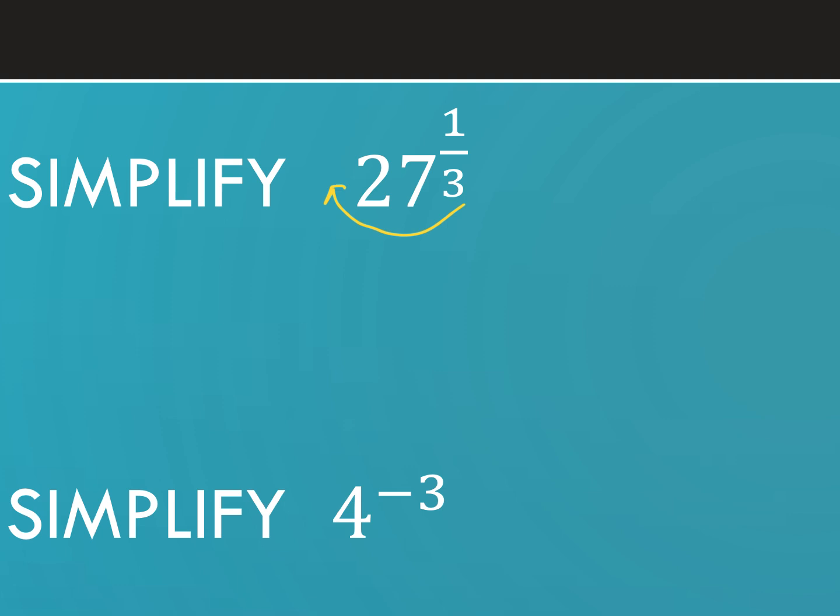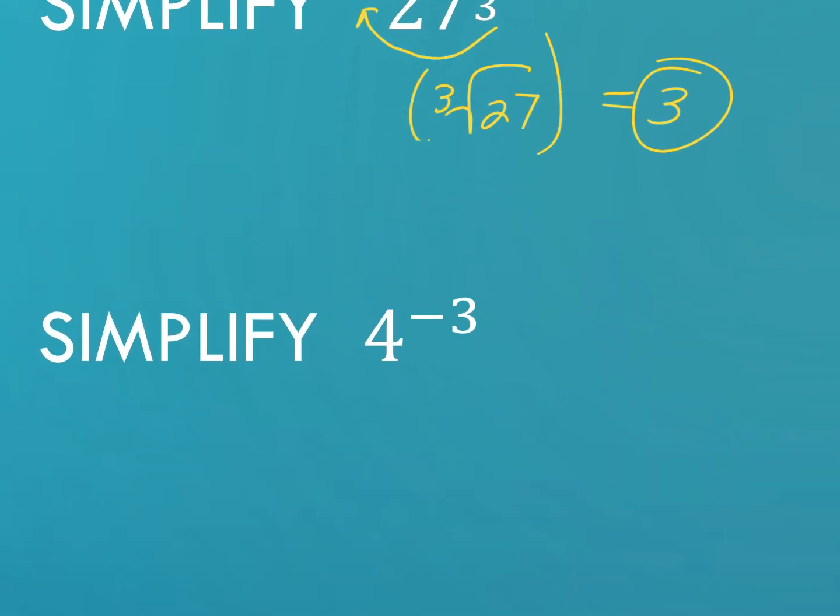27 to the 1/3 power is what? The cube root of 27. Now ask yourself, what does that mean? What number times itself 3 times gives me 27? Your answer is 3. That's it. Don't complicate things if you don't need to. Do not complicate things if you don't need to.